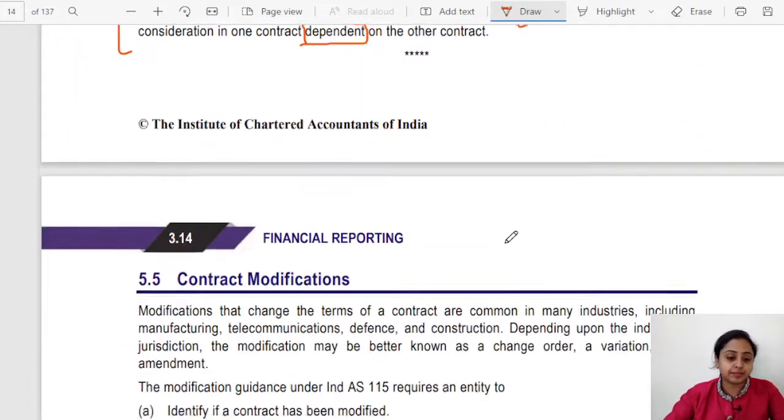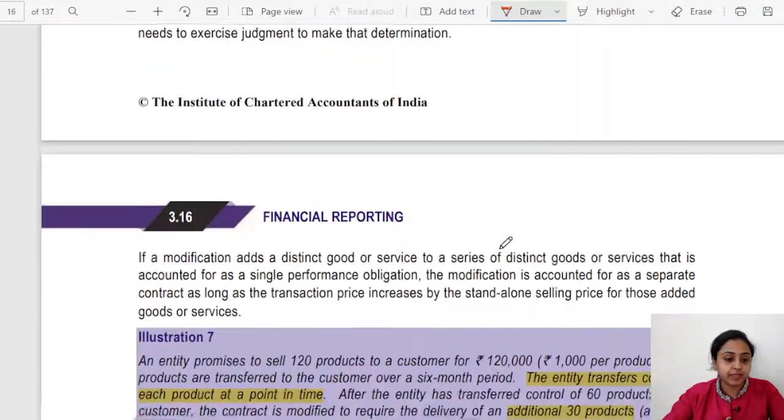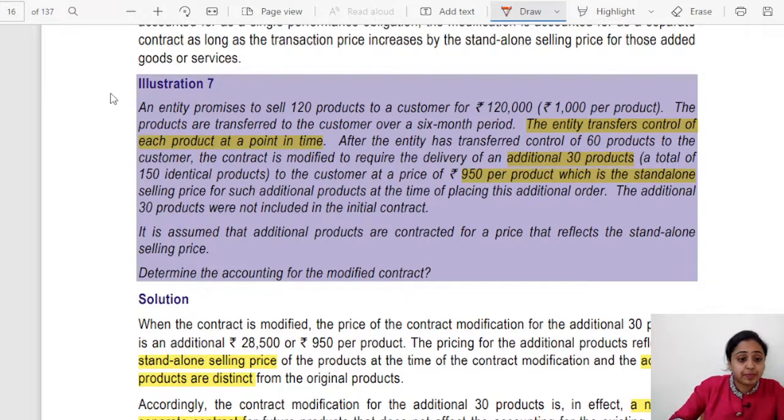Next, illustration number 7, page number 16, 3.16. An entity promises to sell 120 products to a customer for 1,20,000, that is 1,000 per product. Okay, 120 products are to be sold at the rate of rupees 1,000 per product.